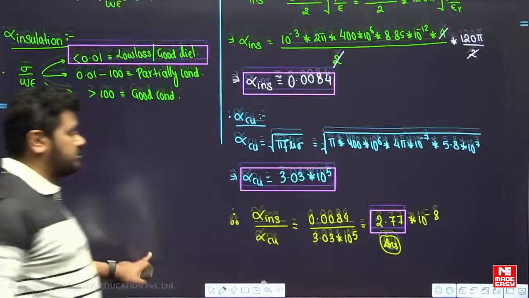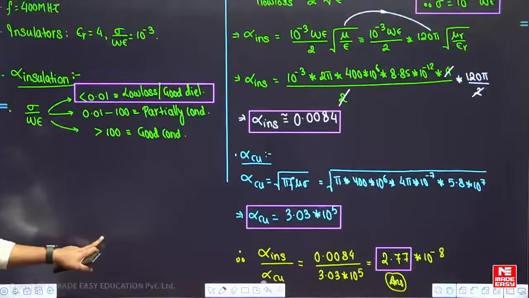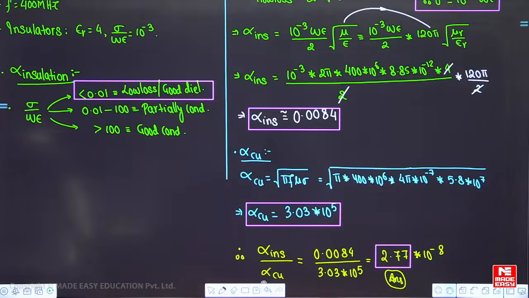This should be the answer. So, this is NAT. So, answer is 2.77. Is it?